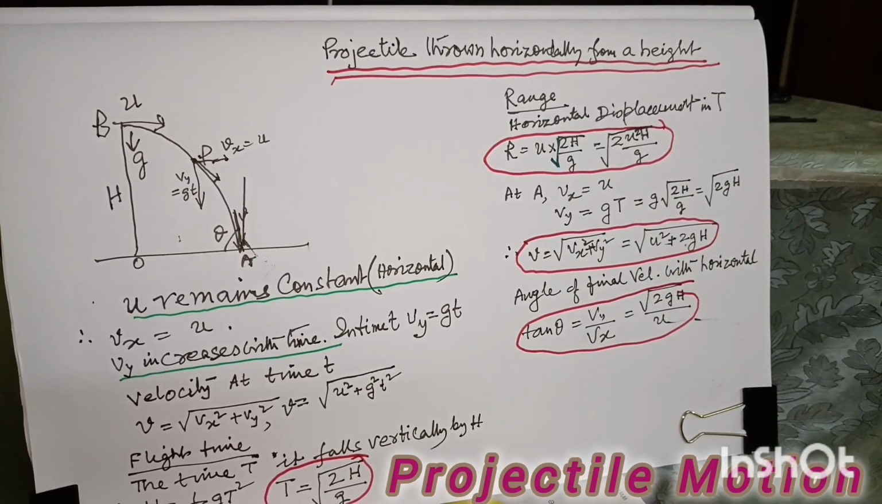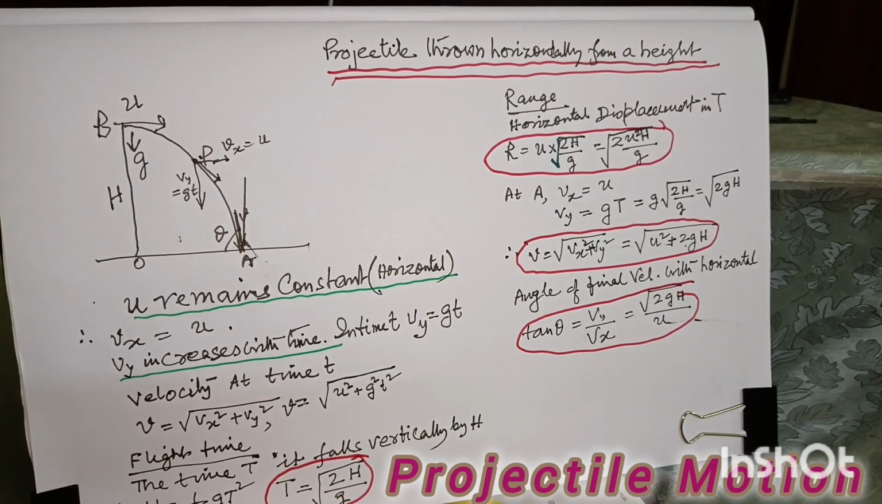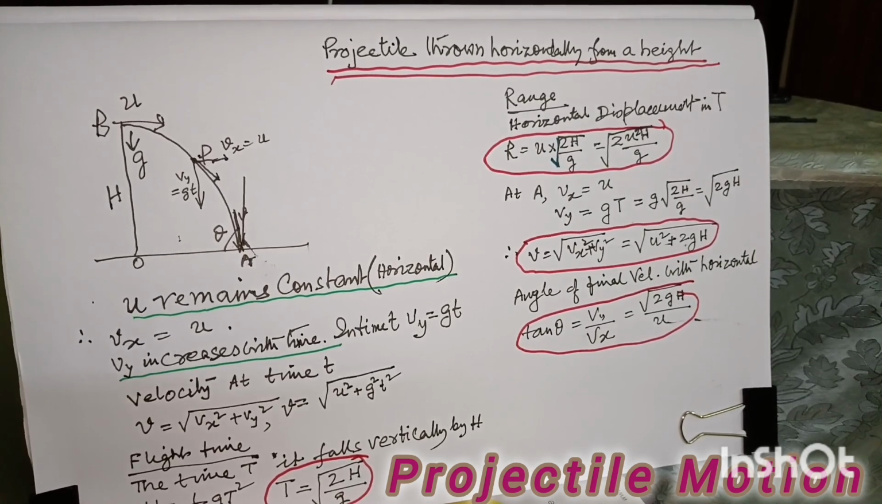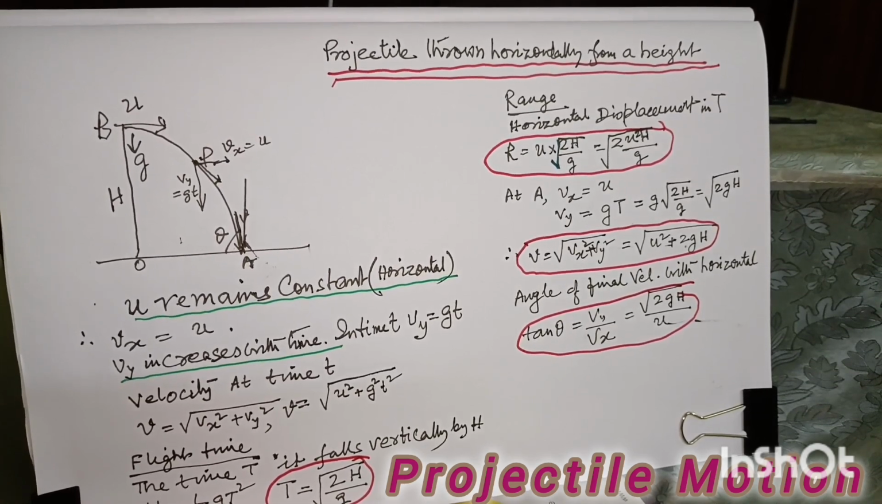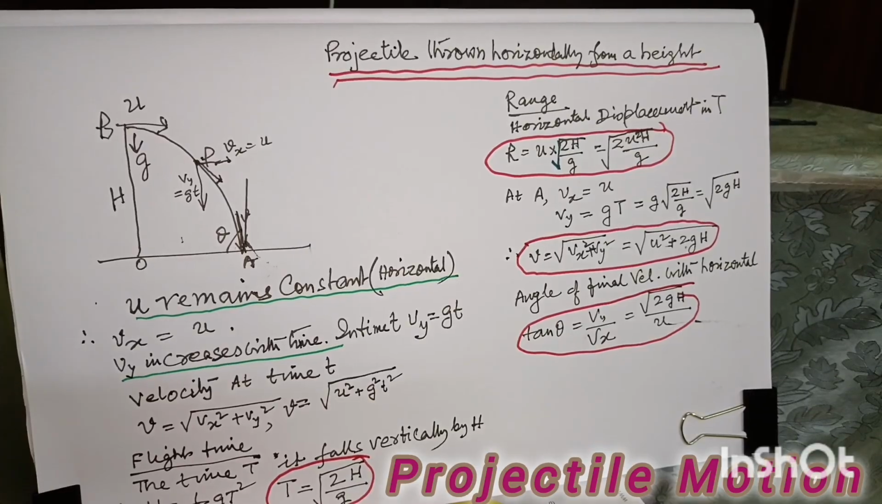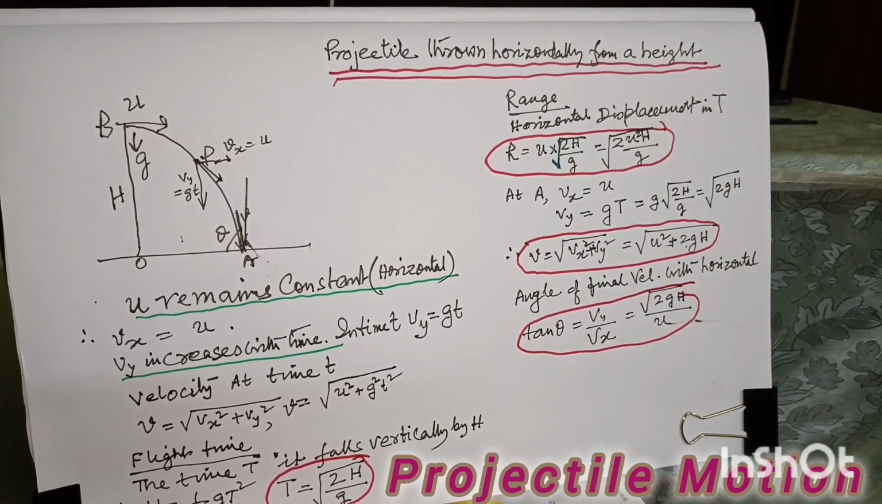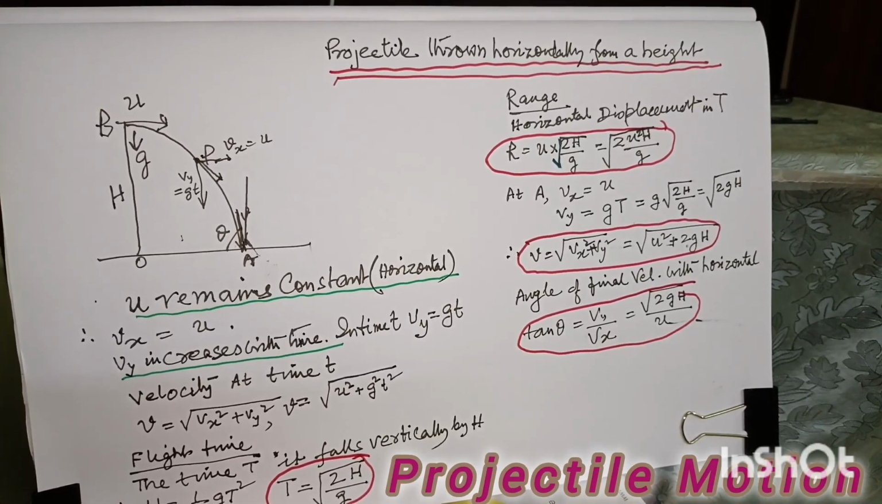It can be thrown from the end of a roof, it can be thrown from a tower, it can be thrown from any height, but the condition is it is thrown horizontally. So it will also be a parabola and the path will be as shown in the figure.